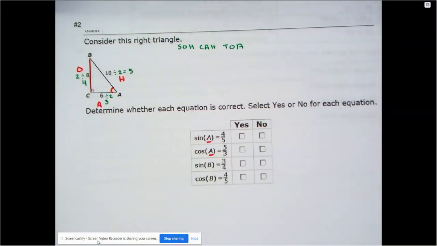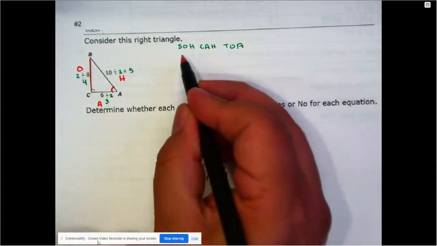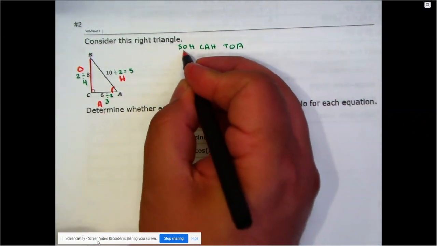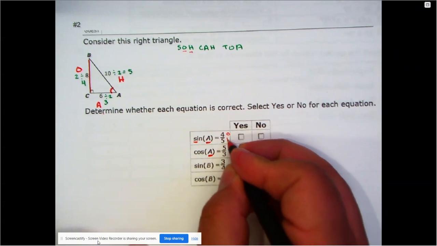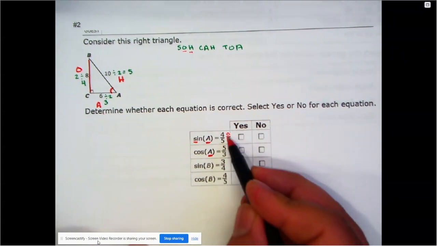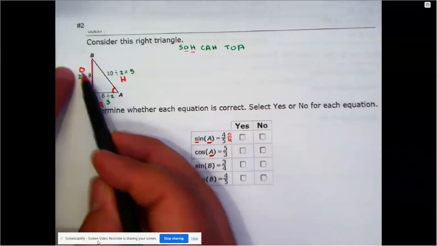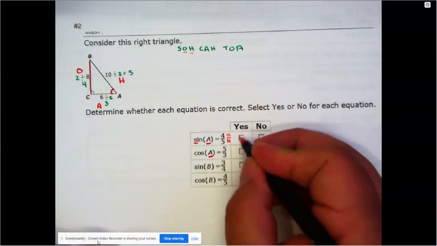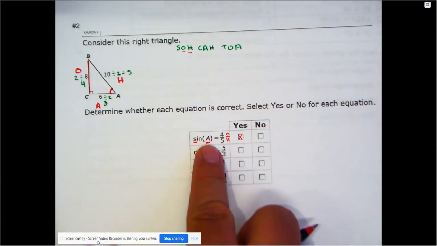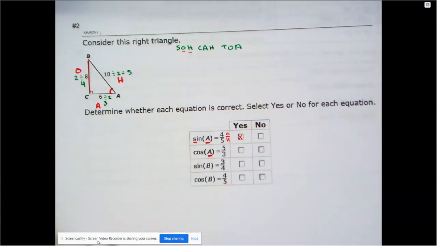And so now we're ready. If we are truly applying the concept of SOHCAHTOA carefully, look at the name. S is O over H. Is that really the O? Yep, the O is the 4, the H is the 5, so yes, they definitely set this problem up carefully.